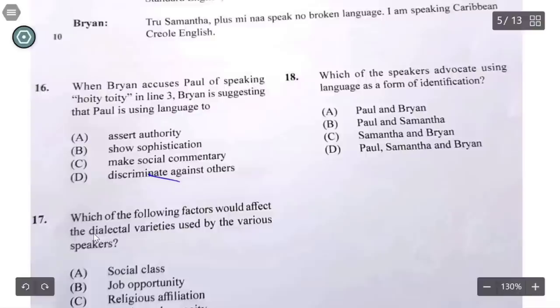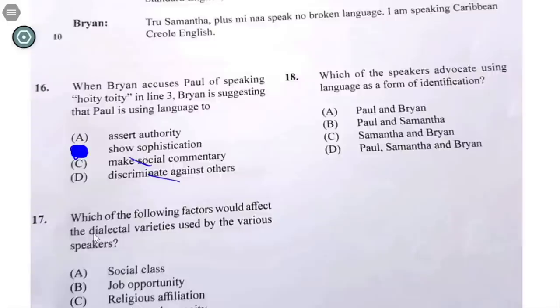This is not D, nor is it C. So it's either to assert authority or show sophistication. And I think the best answer for this is to show sophistication. Usually when people are said to be speaking hoity-toity, they are showing how educated they are, and basically their class in society.